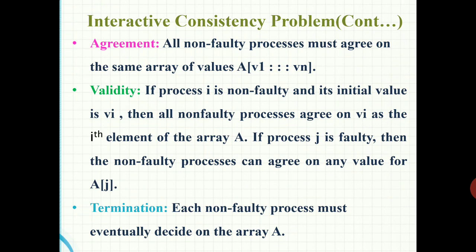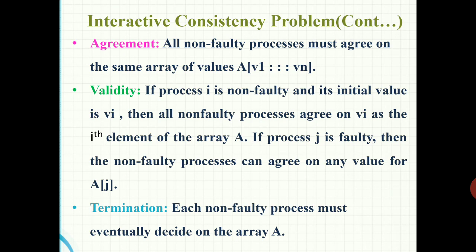Then if the jth processor is faulty, then all the non-faulty processes can agree on any common value Vj. That is the idea. If it is a faulty process, then they can agree on any common value Vj. The value agreed upon by a faulty processor is irrelevant. So in the case of the interactive consistency problem, all non-faulty processors must agree on the same array of values. That is the case of the interactive consistency problem.